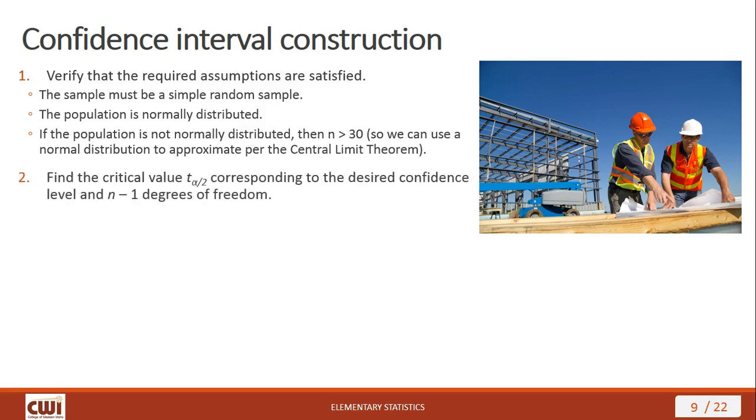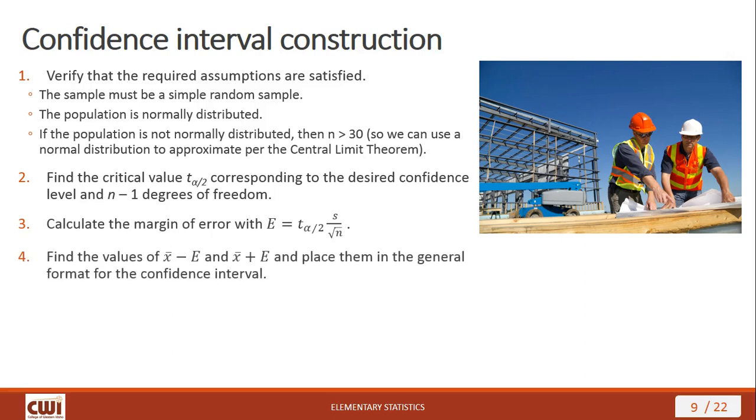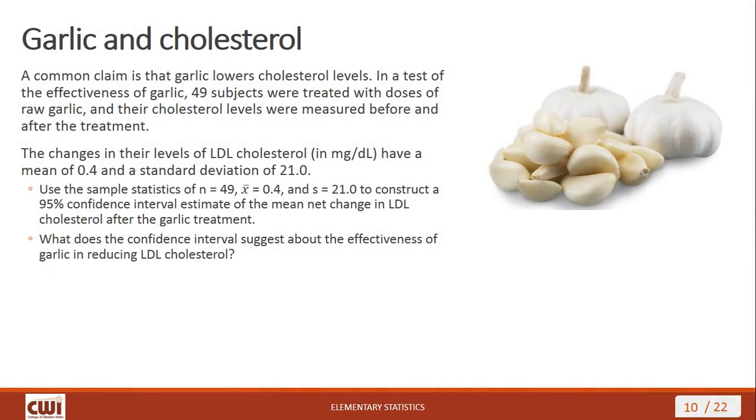Once our assumptions are satisfied, we need to find our critical value t-score that corresponds to the desired confidence level and n-1 degrees of freedom. We then calculate the margin of error with our margin of error equation, find the values of the lower limit and the upper limit and place them in the general format for the confidence interval, and then we round the limits to 3 significant digits. Let's take a look at an example to illustrate.